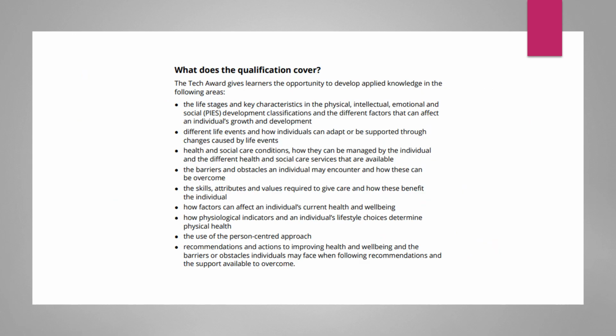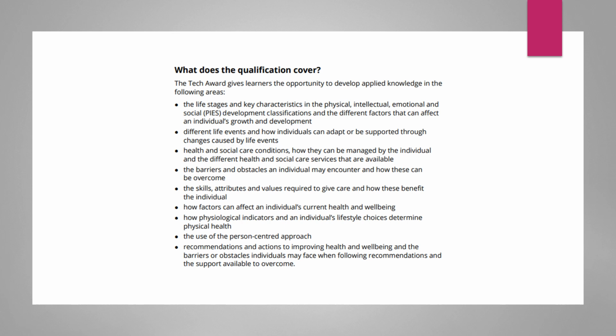So let's have a look at some of the areas the qualification covers over the 2-year course. The life stages and key characteristics in the physical, intellectual, emotional and social development classifications and the different factors that can affect an individual's growth and development. Life events and how individuals can adapt or be supported through changes caused by those life events. Health and social care conditions, how they can be managed by the individual and how different services are available to help support. The barriers and obstacles an individual may encounter and how these can be overcome.